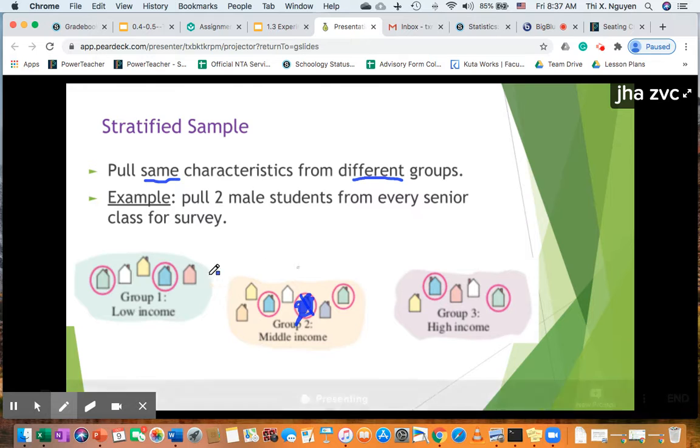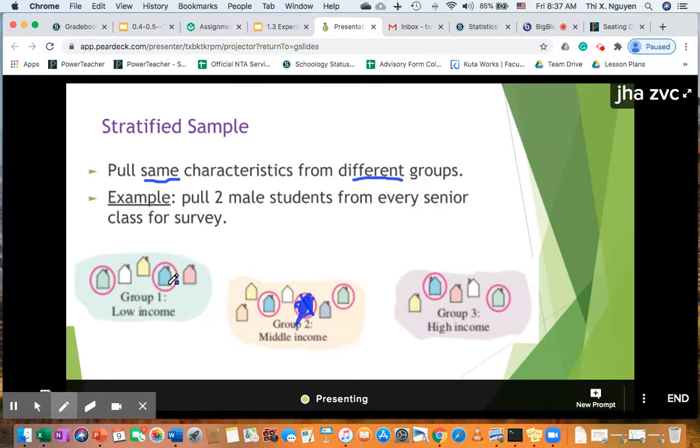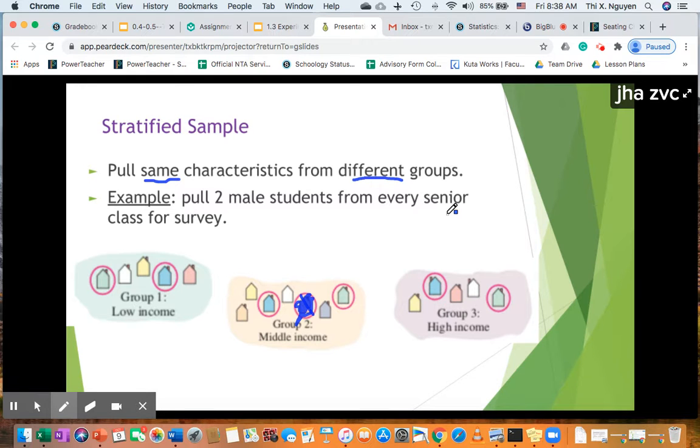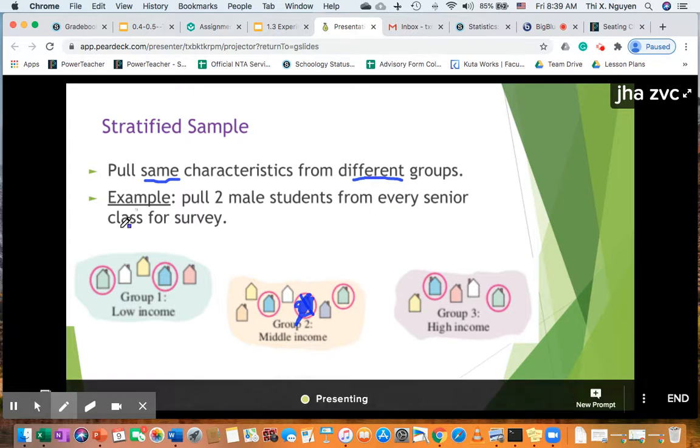So for group 1, for example, I'm choosing mint and blue. For group 2, I should choose the same colors, mint and blue. Group 3, I'm going to choose the same, which is mint and blue. Like I said, I'm pulling the same characteristics. Another example I gave you: I'm going to pull 2 male students from every senior class for a survey. The same, I'm pulling the same characteristics. I'm going to pull female, and do the same with female for all of them. So that is stratified, meaning I'm going to collect the same from each group.